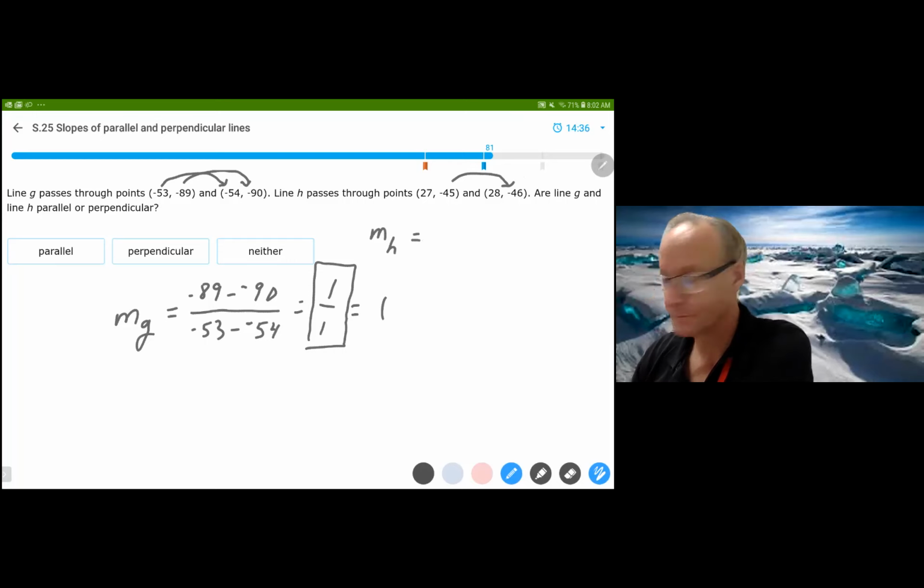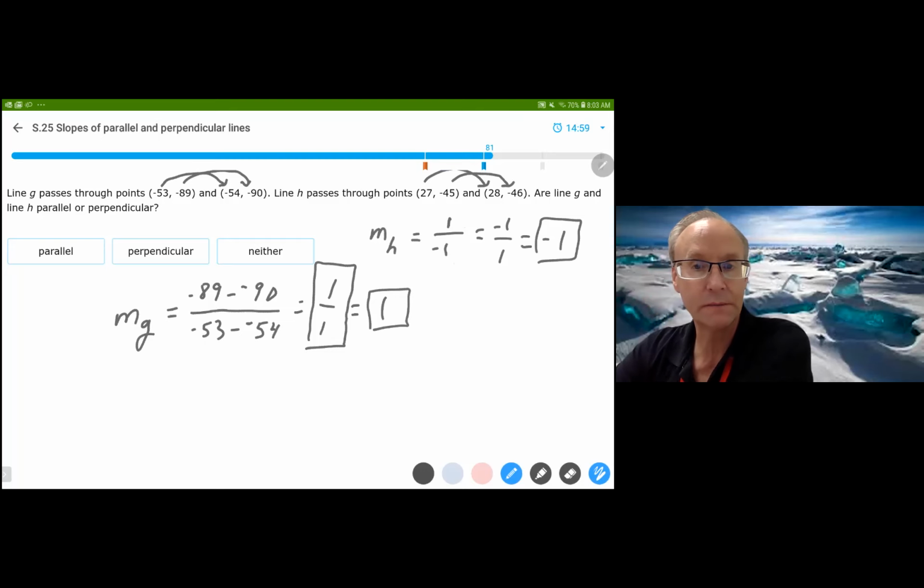See that? That's going to be positive 1 for the y's. And 27 minus 28 is negative 1. And are these negative reciprocals? They sure are, aren't they? The way we usually write this one is negative 1 over 1, which is negative 1. One thing I want you to notice is that if you multiply the slopes together, you definitely get negative 1.